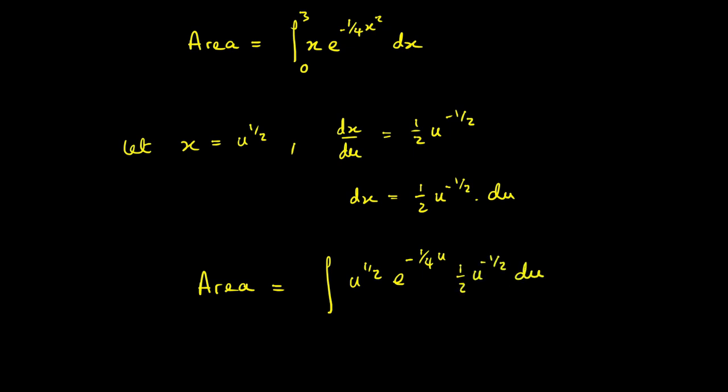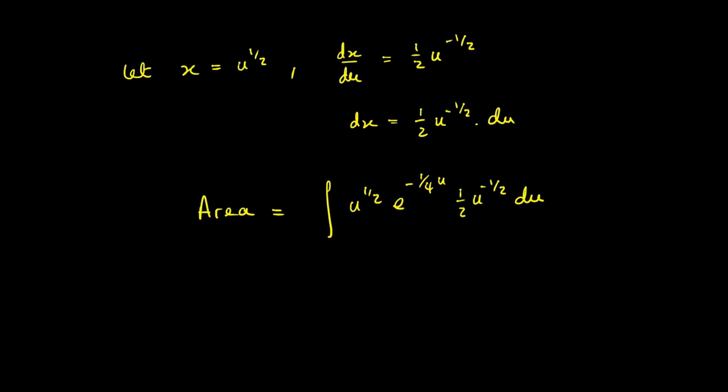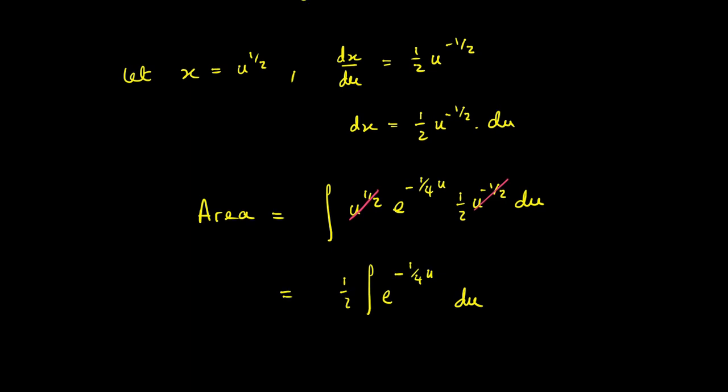Now, what's the great thing about that? The great thing about that is that these two terms cancel each other out. Okay, so those are gone. And so therefore, I can rewrite this integral as a half the integral of e to the power negative a quarter u du, right? So that is a nice, easy integral that we can do. Now, you may have noticed so far, I haven't actually dealt with the bounds, right?